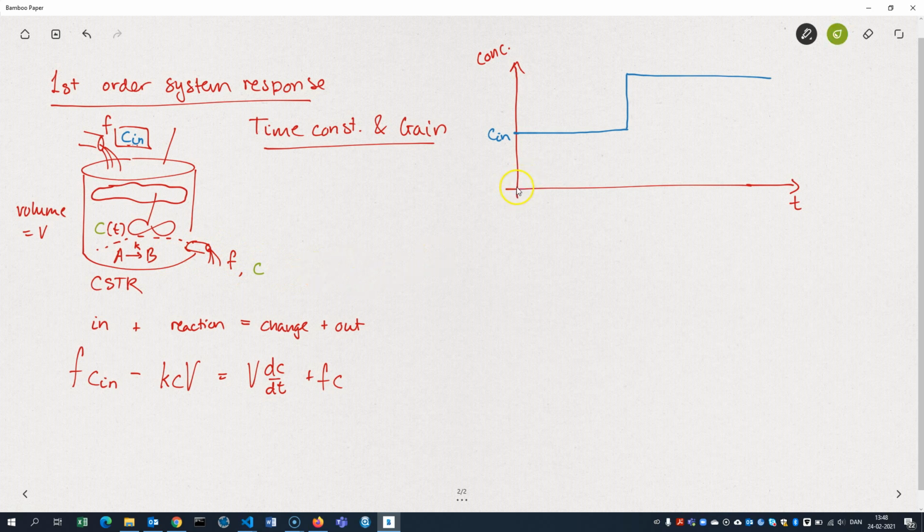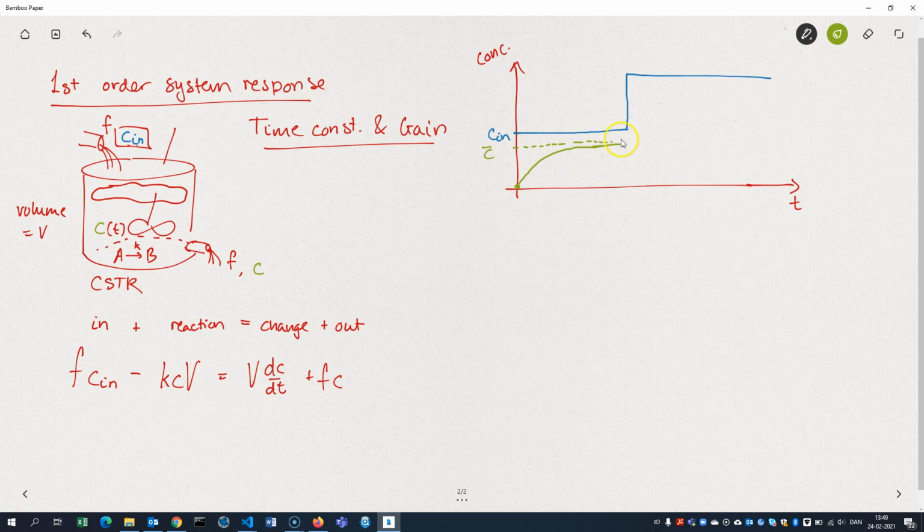Assuming that we have no amount of substance in the tank to begin with, we start here. And then we approach some level. It might not be that level, something like this maybe. It doesn't necessarily have to be Cin. In fact, it rarely would be. So we're approaching some steady state level here.